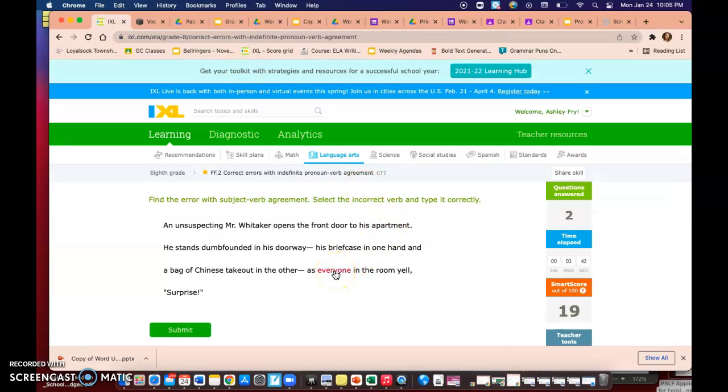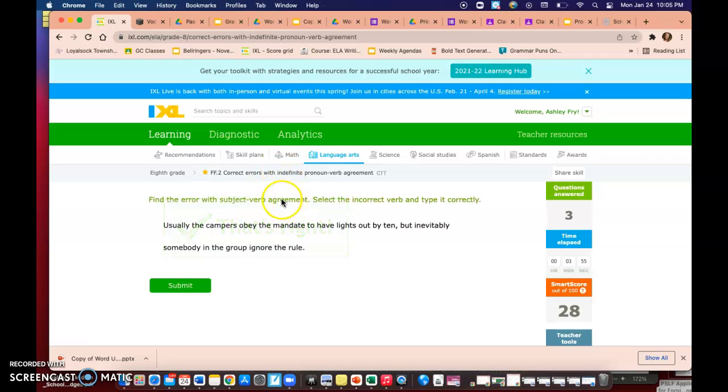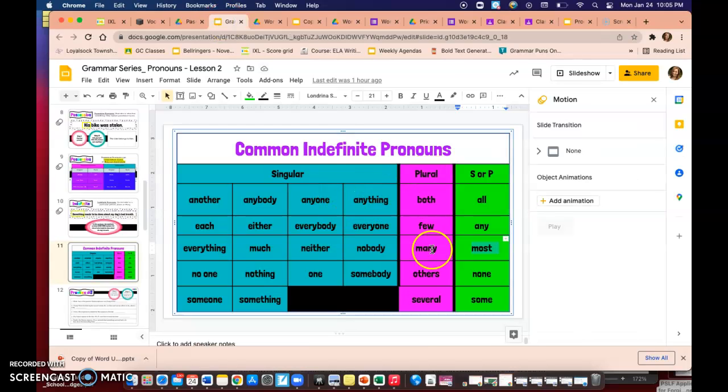Everyone, what do they do? Yell. Now it's one person, every one person. So every one person yells. Okay. And that's how you correct the errors with indefinite pronoun and verb agreement. Okay? If I've got a plural indefinite pronoun, I need a plural verb, a verb that goes with a plural noun. Okay? If I've got singular, you need to make sure that you have the singular form of the verb. And that's it.